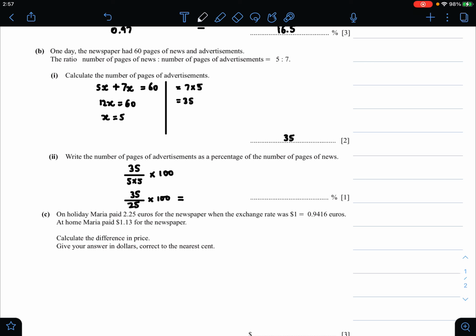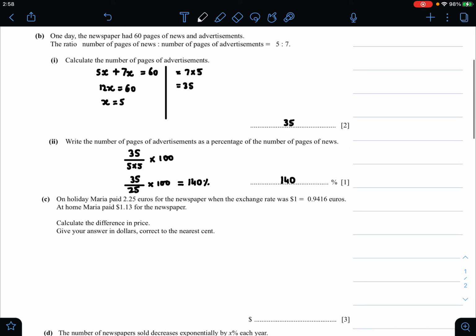So if you input this calculation into your calculator, that is 35 divided by 25 multiplied by 100, you will get your final answer as 140%. And therefore 140% will be your final answer for part B2 of this question. Now let's move to part C.